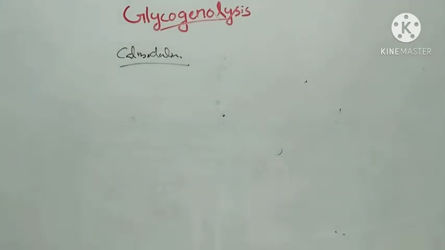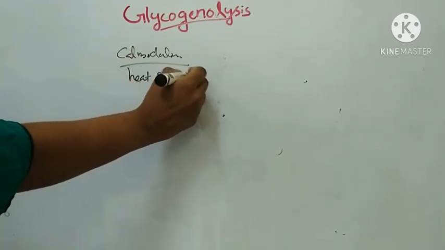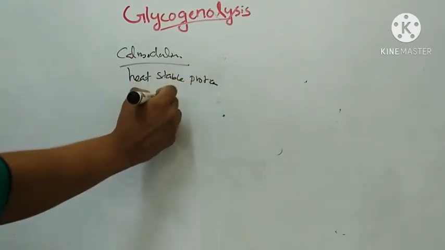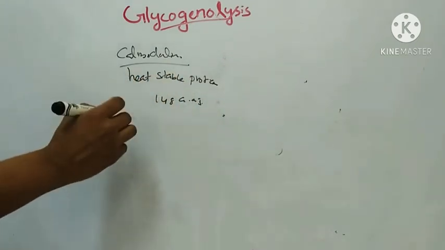Calmodulin is a calcium dependent regulatory protein. It is specific for calcium. It is widely distributed in all nucleated eukaryotic cells. It is a heat stable protein, and it contains 148 amino acids.